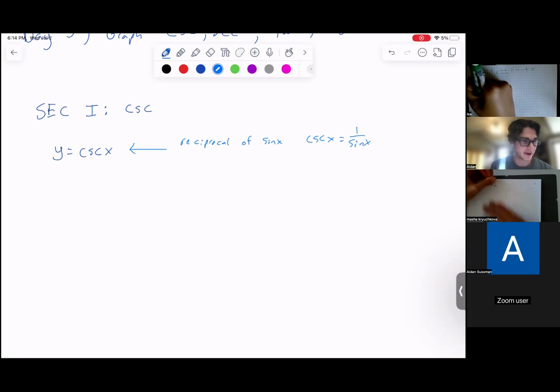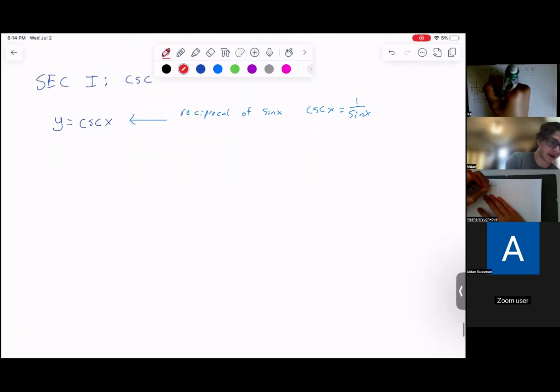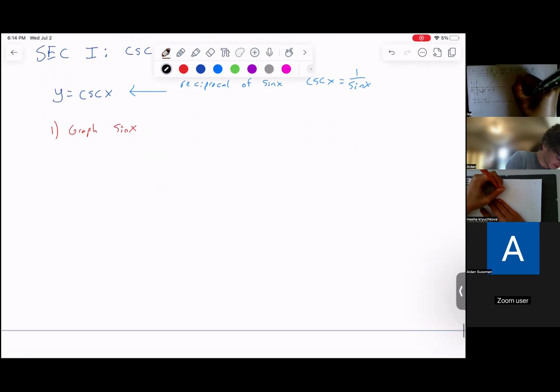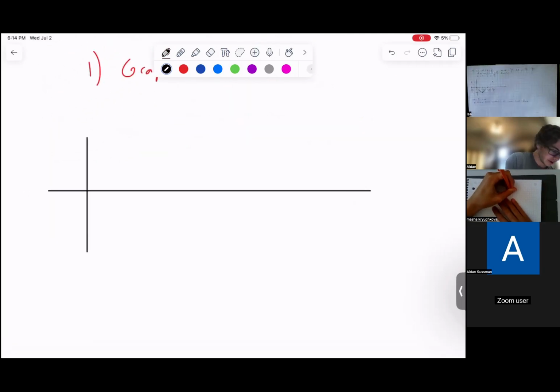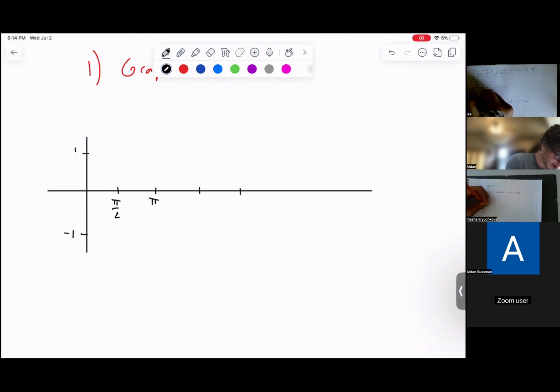So if we're graphing it, we have to think it's probably going to be very similar to sine of x. And in fact, when we graph cosecant of x, step one is to graph sine of x. So that's what we're going to do first. We're going to graph our sine of x. And we know, I'm going to label some things up here. We got +1, -1. And I'm going to label, since we know the period of sine is 2 pi, we have a pi over 2, a pi, a 3 pi over 2, and a 2 pi.